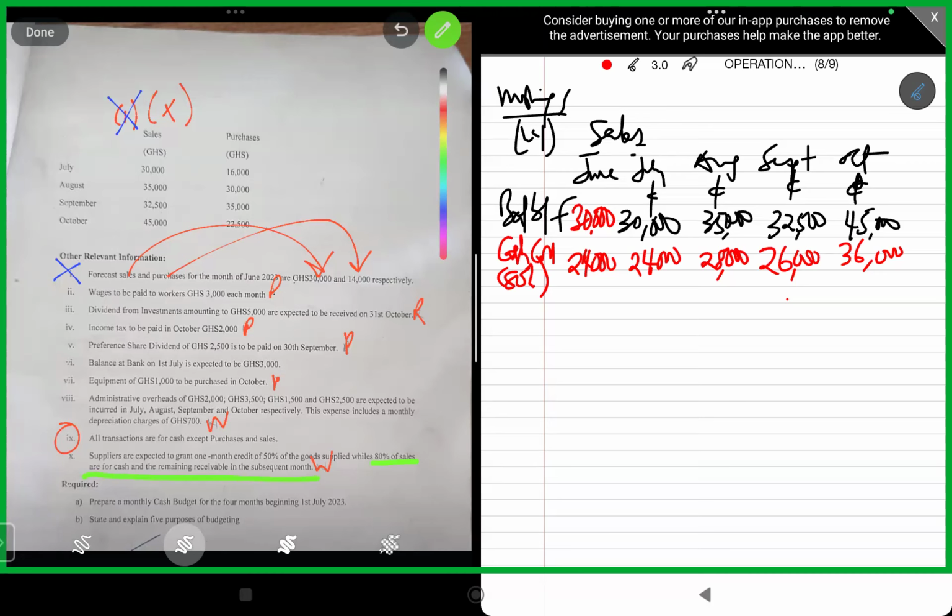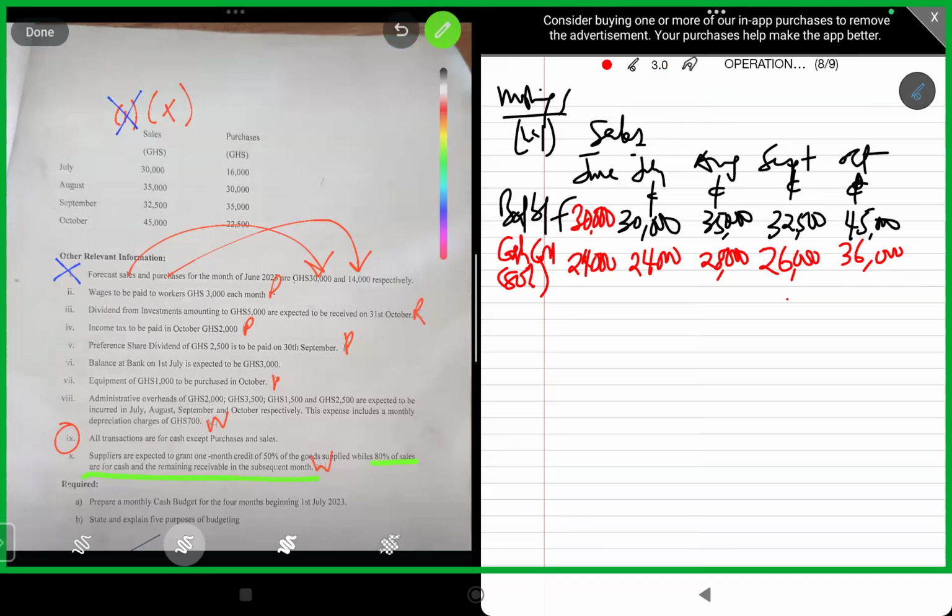Are you getting it? Yes. They'll collect cash, 80% cash on the sales, on the June sales in June. Then the balance, which is the receivable, meaning the balance will be owing in June. But then that balance, they'll collect it in July.